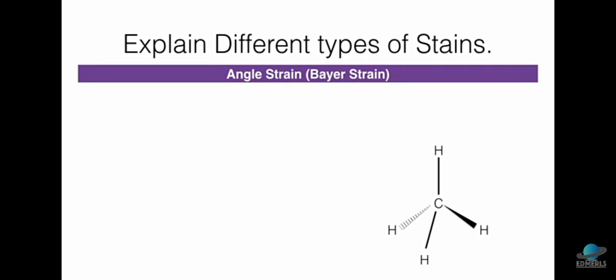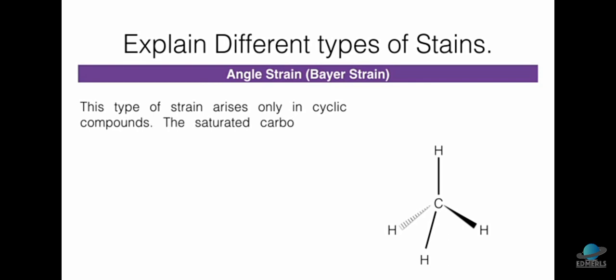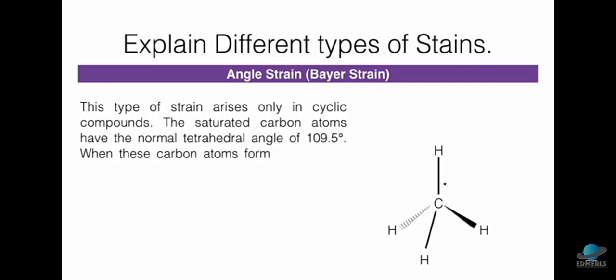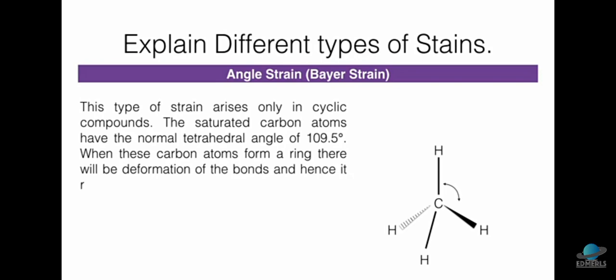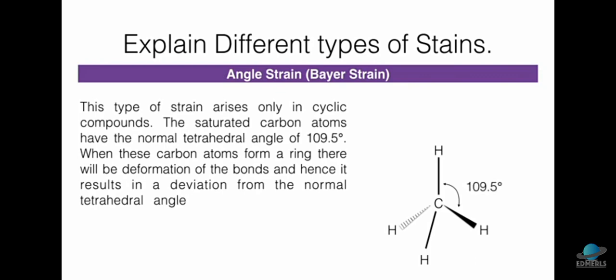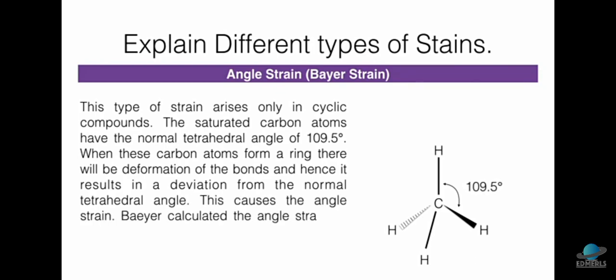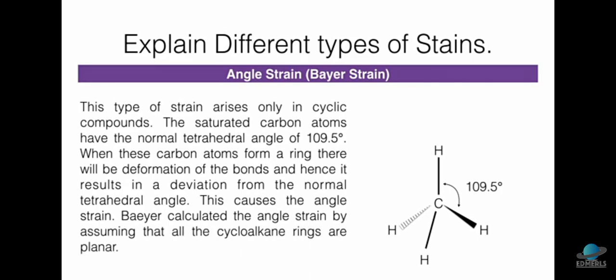Engel strain or Bayer strain. This type of strain arises only in cyclic compounds. The saturated carbon atoms have the normal tetrahedral angle of 109.5 degrees. When these carbon atoms form a ring, there will be deformation of the bonds, and hence it results in a deviation from the normal tetrahedral angle. This causes the Engel strain. Bayer calculated the Engel strain by assuming that all the cycloalkane rings are planar.